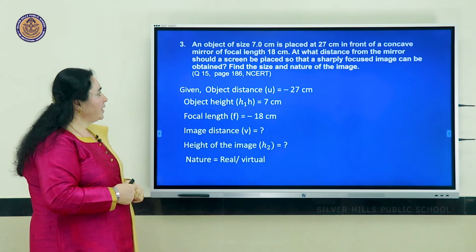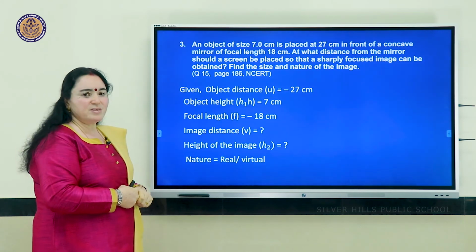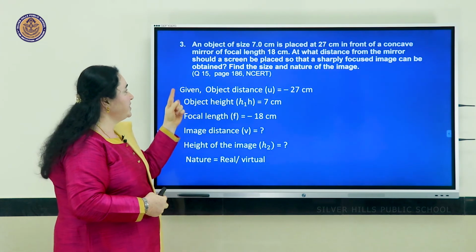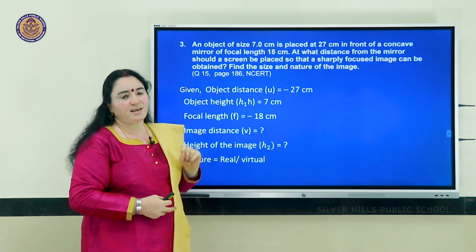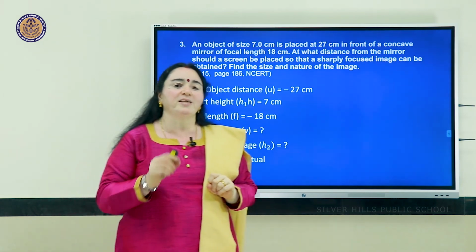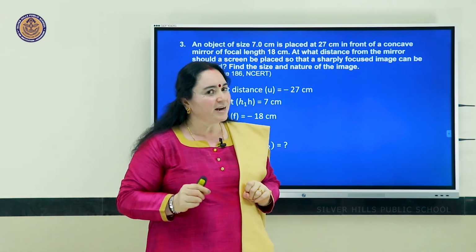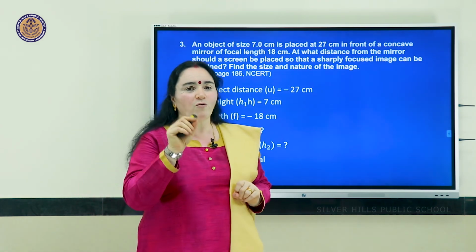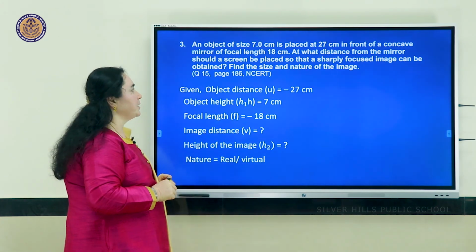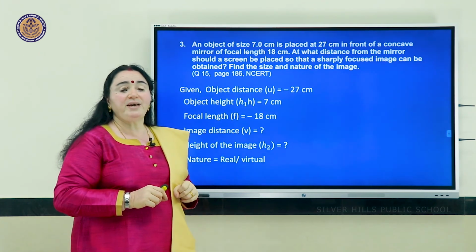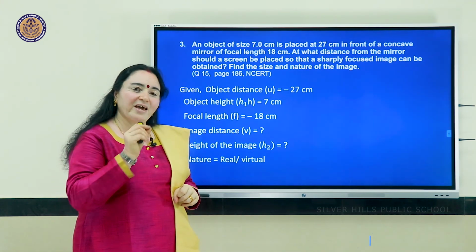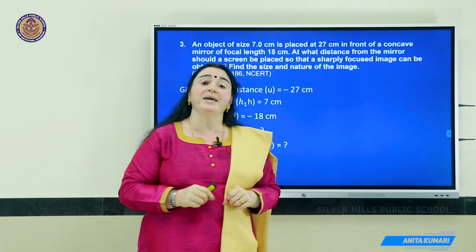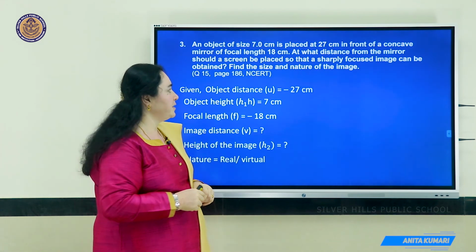Third one, an object of size 7 centimeter is placed at 27 centimeter. So what is that telling? Object of size 7 centimeter. So it's actually defining the height of the object. Apply the Cartesian sign convention. H1 is going to take a positive value of 7.0 centimeter. And it's placed at a distance of 27 centimeter. Here they are telling us what the object distance is. U is equal to minus 27 centimeter.